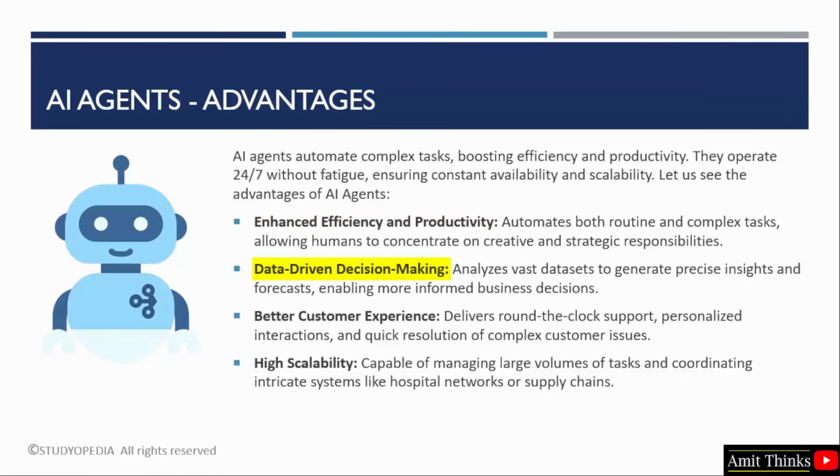Next is data-driven decision making. Process and analyze massive data sets to uncover patterns, generate accurate forecasts, and empower smarter business decisions. Next is superior customer experience. Provide 24/7 support with personalized interactions, ensuring faster resolutions and more meaningful engagement with customers. The last one is high scalability. Seamlessly handle large volumes of tasks, and coordinate complex systems such as healthcare networks or global supply chains.